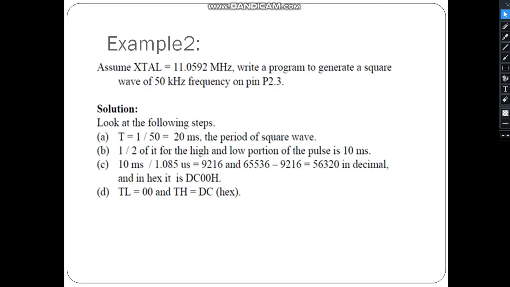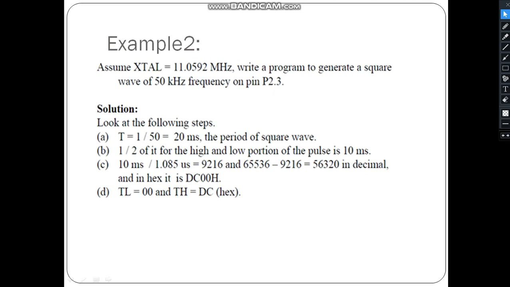Let us look into one more example. This is similar to the previous example. The only difference is that here a square wave of 50 kilohertz has to be generated, and this signal has to be generated through port 2 pin 3.